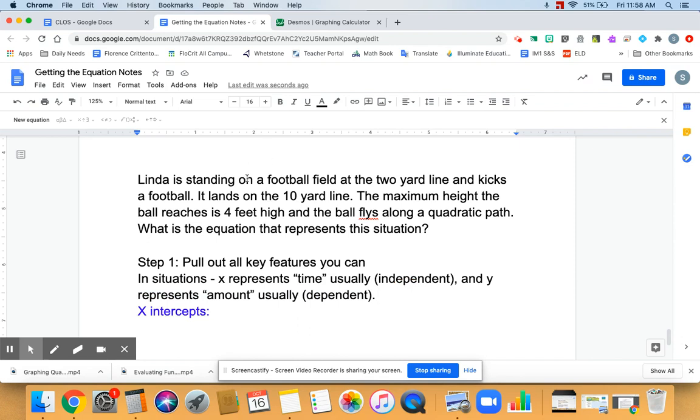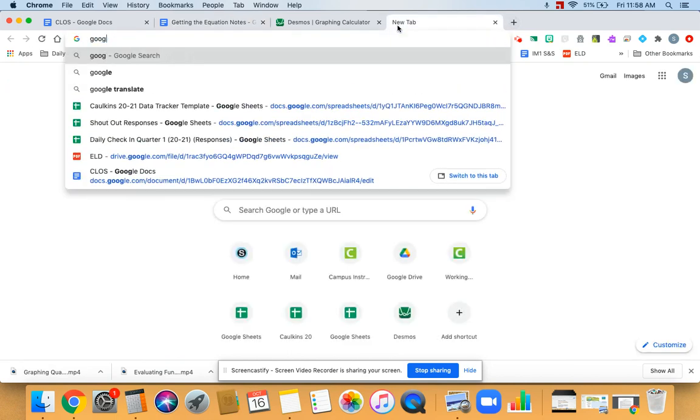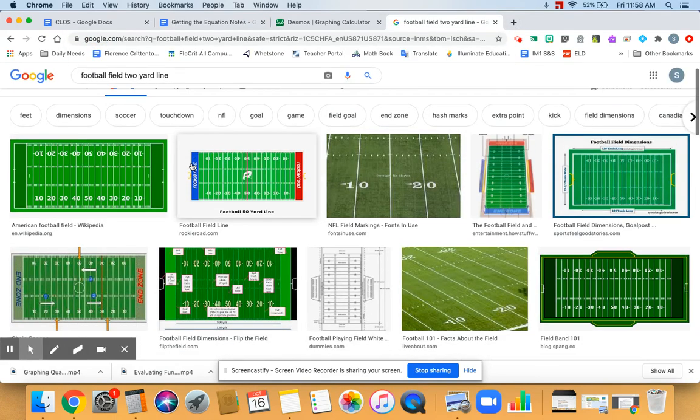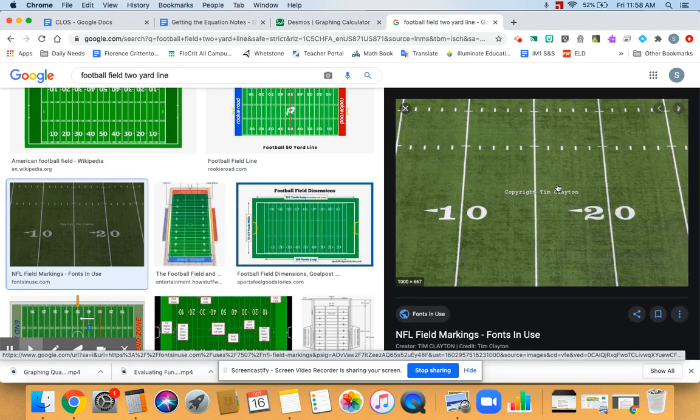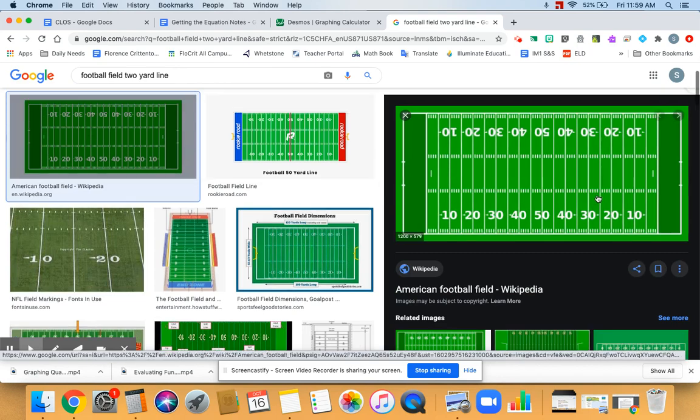Linda's standing on a football field at the 2-yard line. So let's look at a football field. This is what football fields look like when they play football. They count by tens, and since they count by tens, each little tick mark is worth 1, 2, 3, 4, 5, 6, 7, 8, 9, 10. So there's 10 little tick marks between each 10 and 20. If I'm starting at the 2-yard line, that would only be the second little tick mark in.